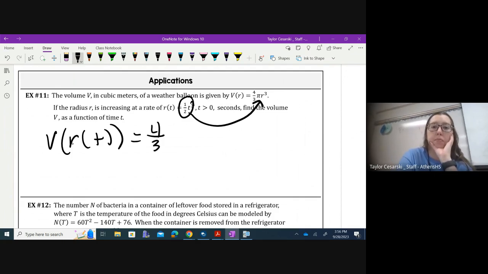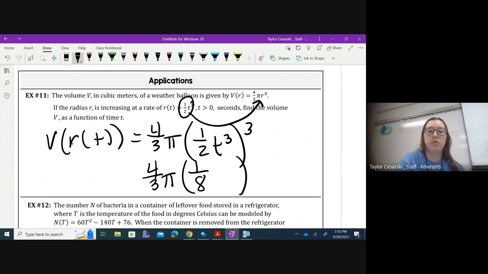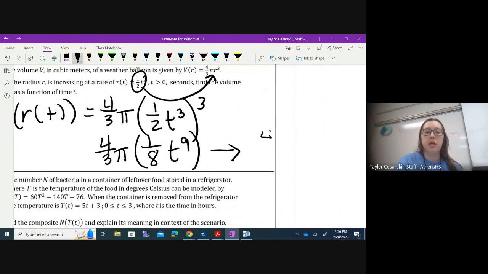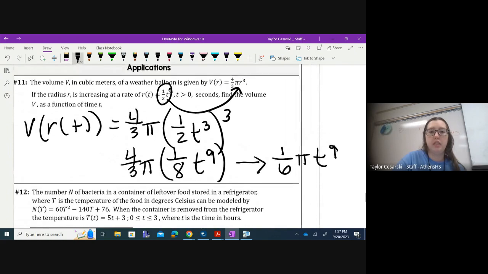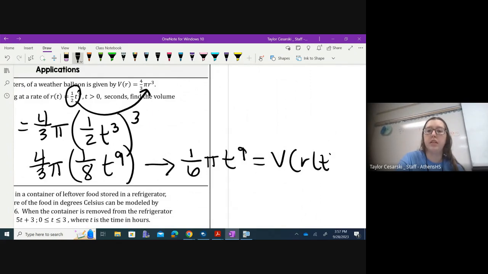So 4/3 pi, and then instead of r, I'm doing 1/2 t cubed to the third power. All right, when I raise things to a power, I raise everything to that power. So 1/2 cubed is 1/8, and then when you raise to a power, you multiply the exponents. So if I wanted to simplify this, I would get 4 over 24, which would then simplify to 1/6. So I get 1/6 pi t to the 9th. And that is find the volume as a function of t. Okay, so that is V of r of t.